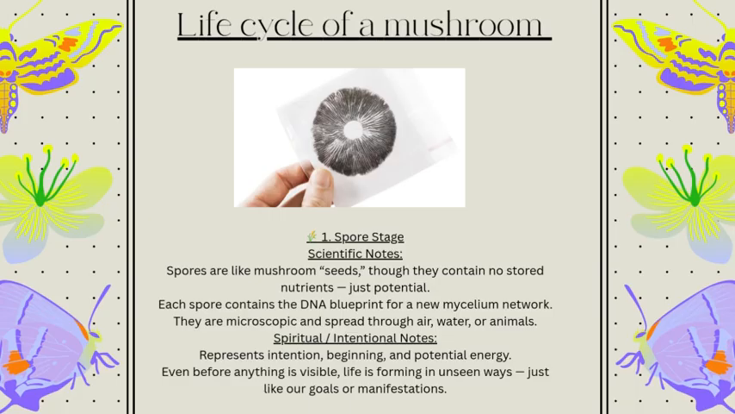Spores are like mushroom seeds, though they contain no stored nutrients, just potential. Each spore contains the DNA blueprint for a new mycelium network. They are microscopic and spread through air, water, or animals.